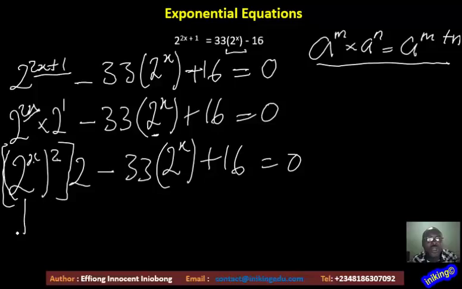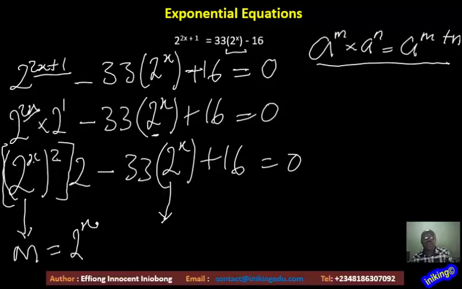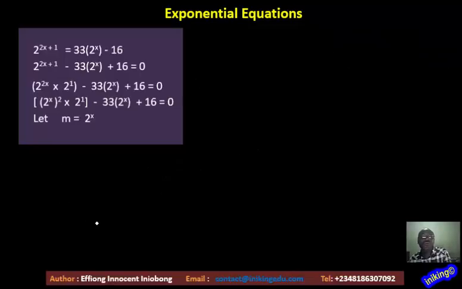I can now let something replace my 2 raised to the power x. What do we use? We can say m or whatever should replace 2 raised to the power x. So if m is replacing 2 raised to the power x, then 2 raised to the power x all squared means I'm going to have m squared. Remember, I still have the 2 standing by, times 2 raised to the power 1 there.